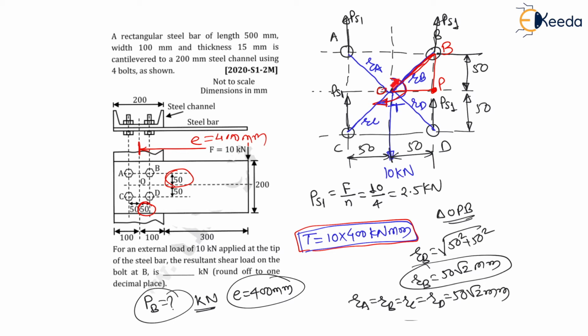Therefore, to cancel this clockwise torque, we have to apply anti-clockwise torque on all the bolts. And my dear students, to apply this anti-clockwise torque, the force which is creating torque must be perpendicular to the radius only. Therefore, concentrate on B, because we will solve only for B, because the question is to find the resultant load on bolt B.